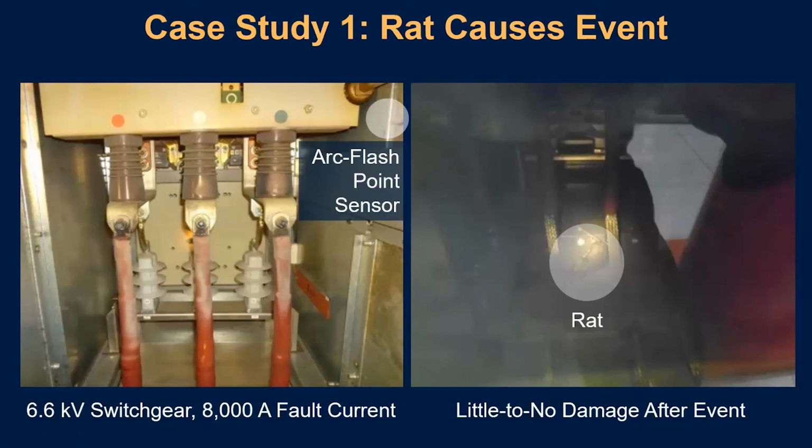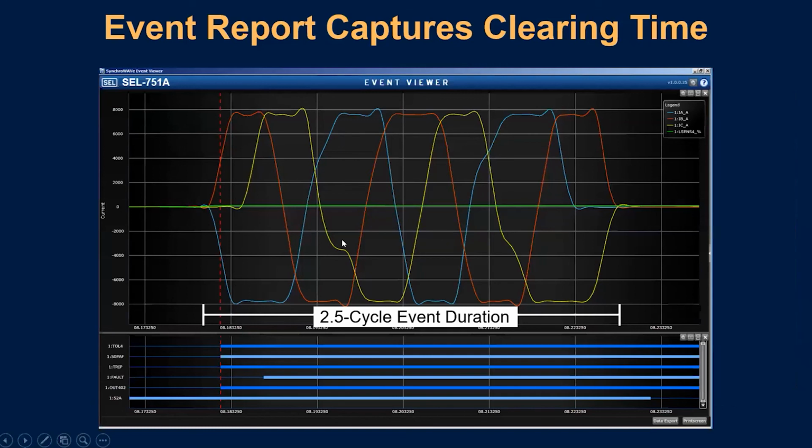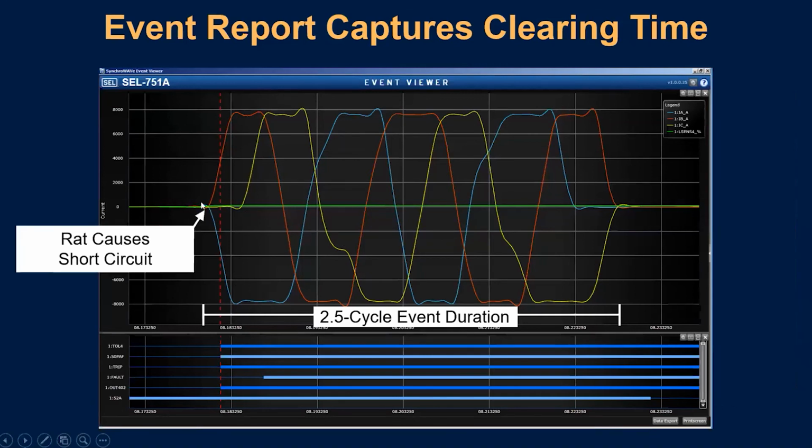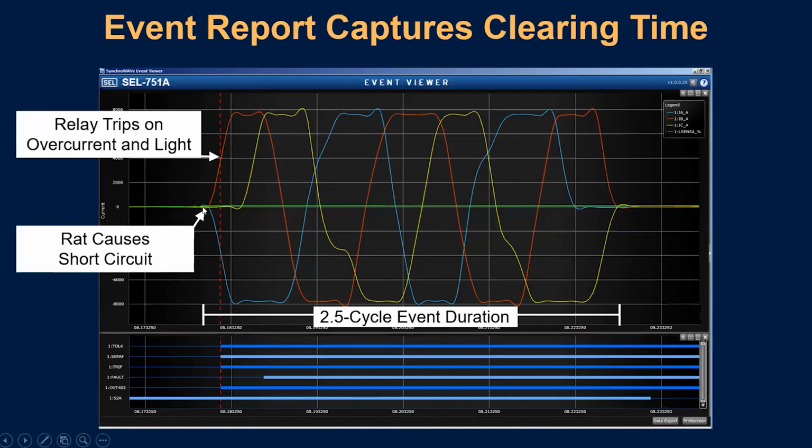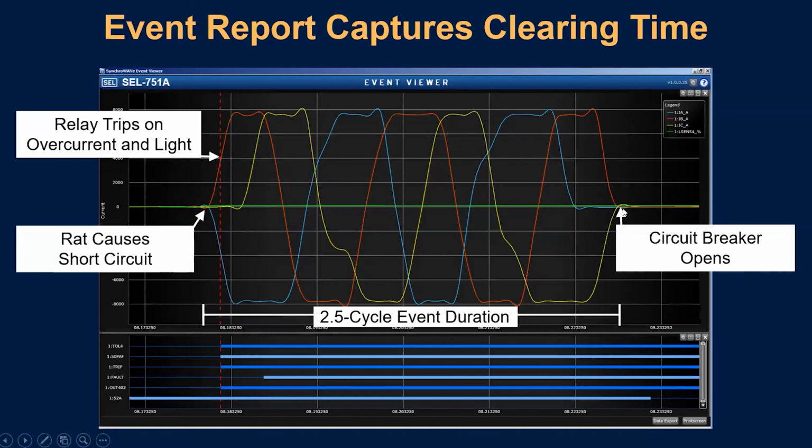On this event, arc flash detection saved us a lot. We can see from the event report that was captured by the relay that right about here, where the short circuit begins, before we even make a full cycle, before we even make a half cycle or a quarter of a cycle, we've detected the overcurrent condition and we've detected the flash of light condition. And we're really just looking at the breaker operate time for the rest of this.